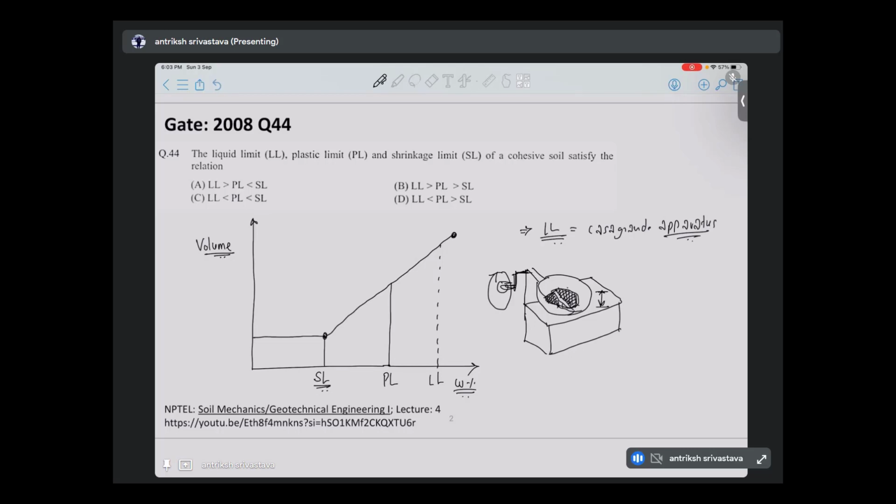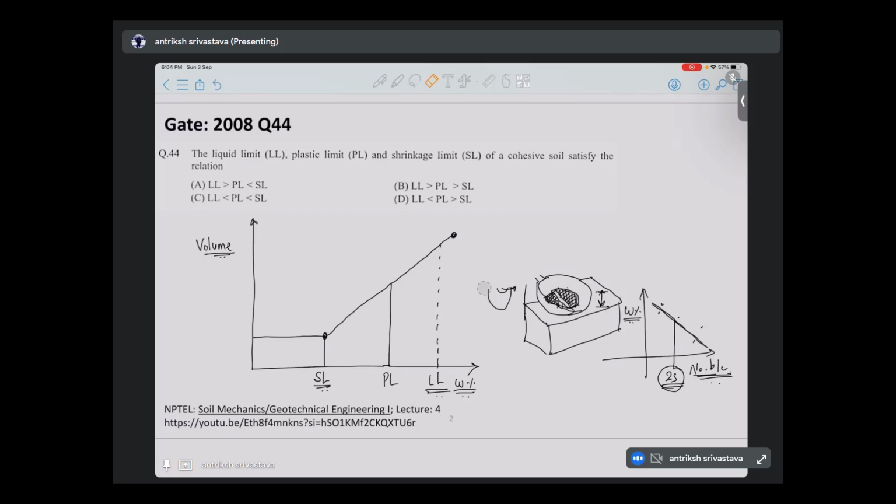Then again we keep on doing that, and we plot the number of blows it took to close this groove against the water content corresponding to it. So we get something like this. The number of blows will increase when the water content decreases. So we have some points here, and the water content corresponding to 25 blows, in which this groove closed, is called the liquid limit. So that's for liquid limit.